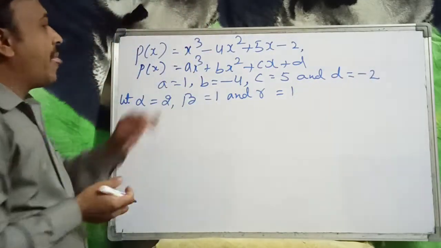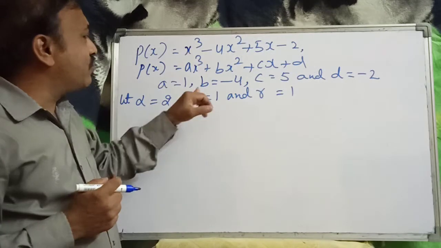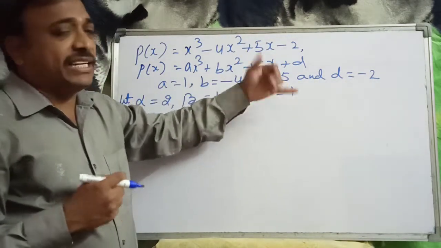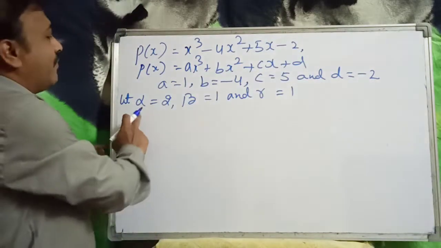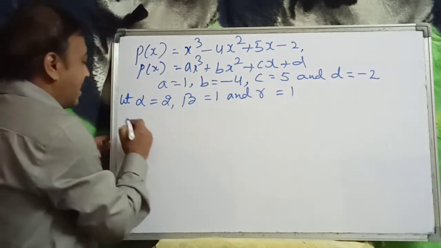You observe this? The coefficients we are taking: a is equal to 1, b is equal to minus 4, c is equal to plus 5, that is plus, no need to write, then d is equal to minus 2. Now alpha is equal to 2, beta is equal to 1 and gamma is equal to 1.